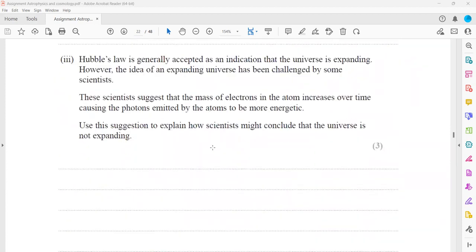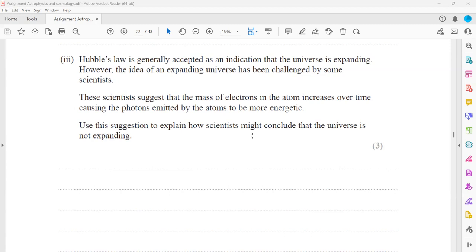Hubble's law is generally accepted as an indication that the universe is expanding. However, the idea of an expanding universe has been challenged by some scientists. These scientists suggest that the mass of an electron in an atom increases over time, causing a photon emitted by an atom to be more energetic. Use this suggestion to explain how the scientists might conclude the universe is not expanding.